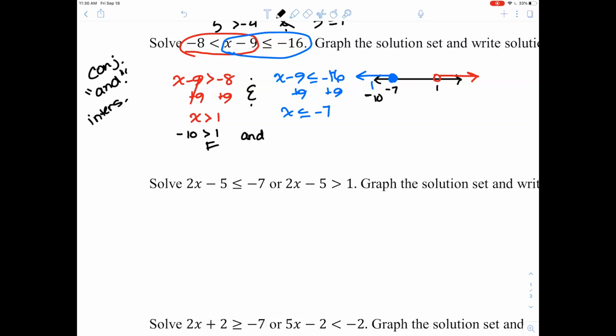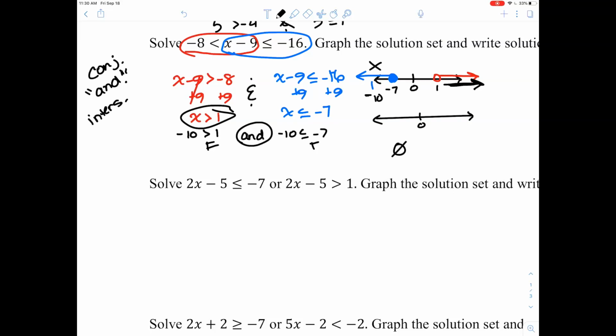And we have the word and here, which means negative 10 is not a solution, even though it's true for this side. That's true. It's not true for both. So that's not a solution. Nothing in the middle would be the solution because nothing in the middle of negative 7 and 1 is true. And anything over here is only true for this red inequality. And so if I were to graph the solution on a number line, my number line would look like that with nothing graphed, just a blank number line. So this is a no solution.